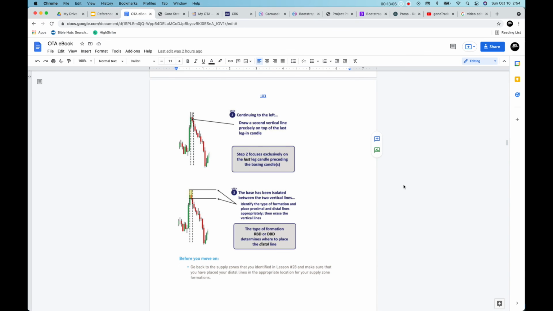All right, that will go ahead and conclude this lab. Before you move on, go back to the supply zones that you identified in lesson 28. And again, that's going to be the base isolation technique video. And make sure that you have placed your distal lines in the appropriate location for your supply zone formations. Hope to see you in the next video.